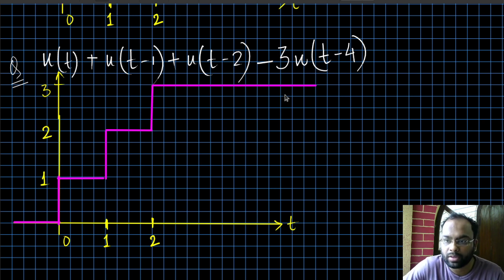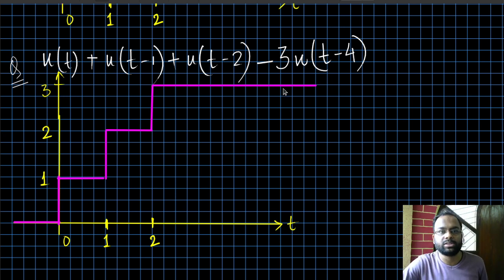So now we have another part. Let me know what you think. So we are subtracting 3u(t-4). What do you think would happen to this composition here? Yes, Mahesh is absolutely correct. It will actually go again to 0 at t equal to 4 and stay at 0, right?